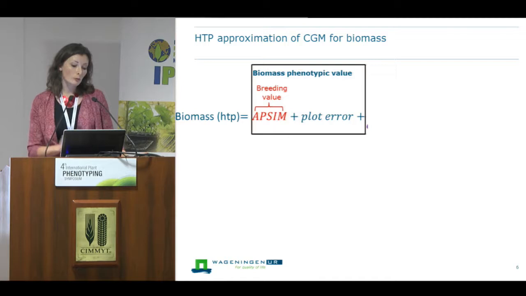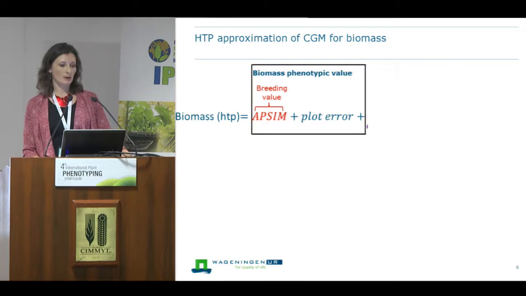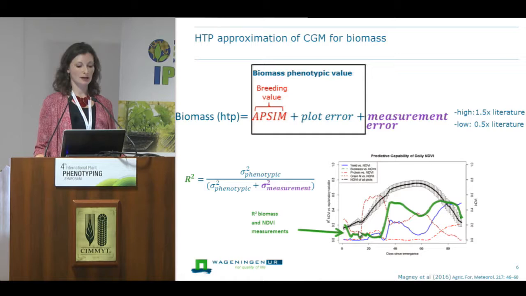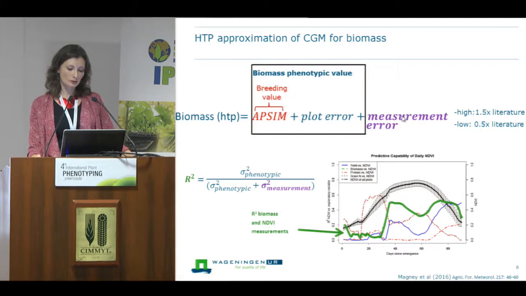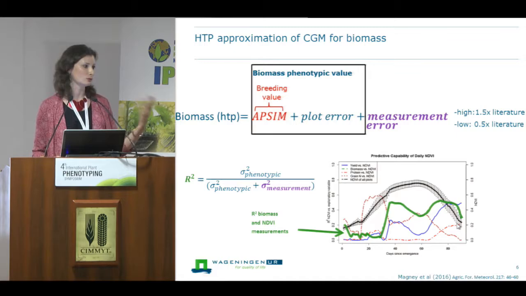If we add the upstream value to some plot error, we would have some biomass phenotypic value, so the biomass that we can directly measure in the field. But we usually cannot measure biomass directly in the field. We use high-throughput phenotyping, so we have yet another source of error, and this source of error is dynamic. At the very beginning, it's usually very difficult to measure biomass precisely. Then this precision increases, but as soon as the canopy closes, this precision drops again. So we use these dynamics in the error to attach it to each simulated biomass. And we use two levels of error: a high error, 1.5, what has been reported from experimental data, and a low error, so more precise measurements.